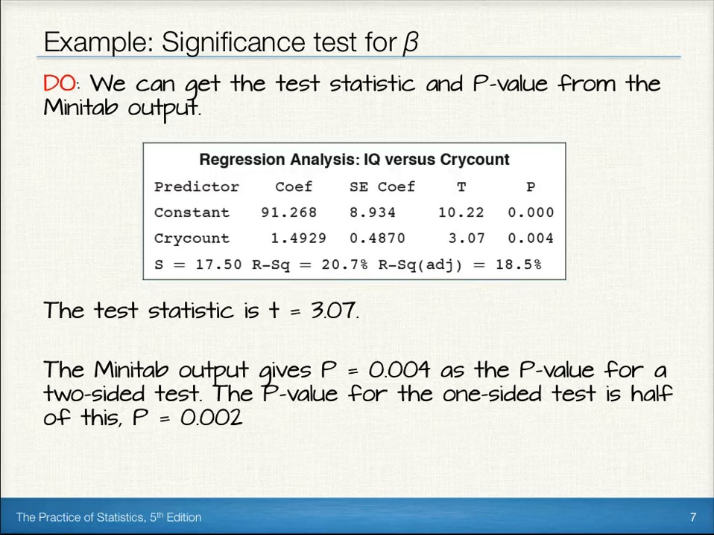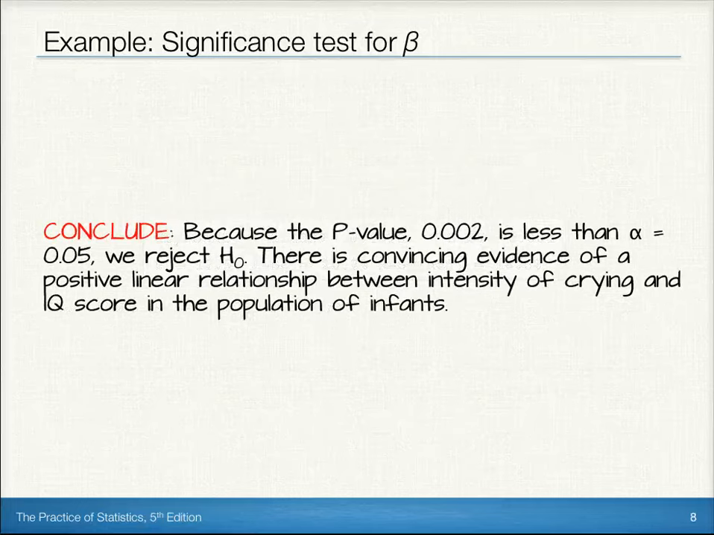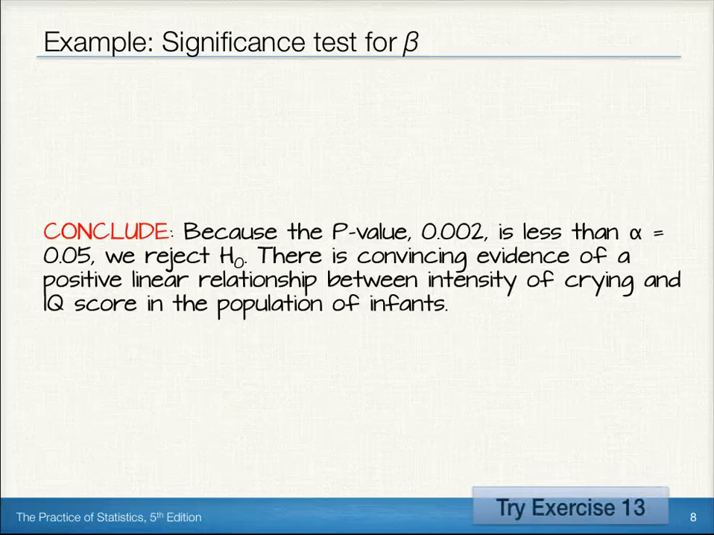Since we're performing a one-sided test, our alternative is just that beta is greater than 0. We have to divide that by 2. It's half as much, or 0.002. Now, because the p-value 0.002 is less than alpha equals 0.05, we reject the null hypothesis. There is convincing evidence of a positive linear relationship between intensity of crying and IQ score in the population of infants. For some additional practice with the significance test for beta, try exercise 13.